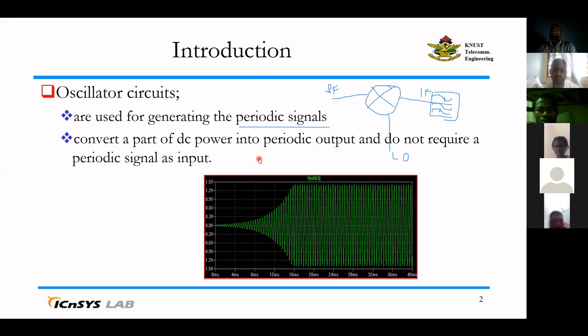Another way of saying it is that the oscillator is a circuit that generates RF output without an input RF signal. No input RF signal, but there will be an output RF signal. And that output RF signal has to be a periodic signal. It does not require an input to be able to generate that output.